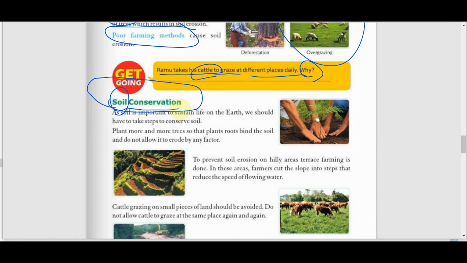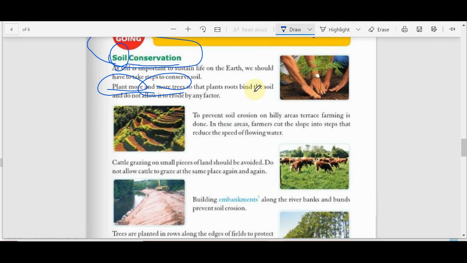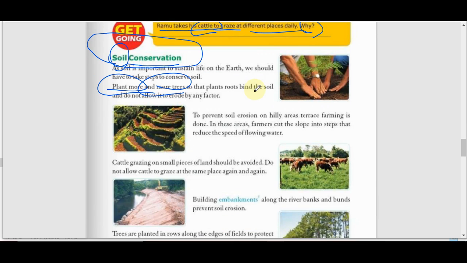As we know, the soil is held together tightly by the roots of the plants. If we plant more on the surface of the soil, it will definitely help in soil conservation. अगर हम plants ज़्यादा लगाएंगे, so plants की जो roots हैं वो soil को tightly hold करेंगे and it will help in soil conservation. So I think you got the meaning of how we can help in soil conservation if we plant more and more trees.